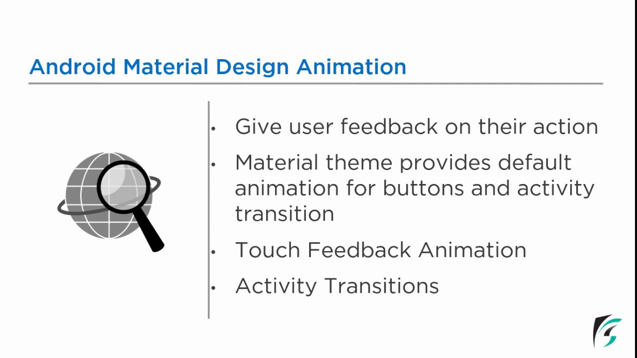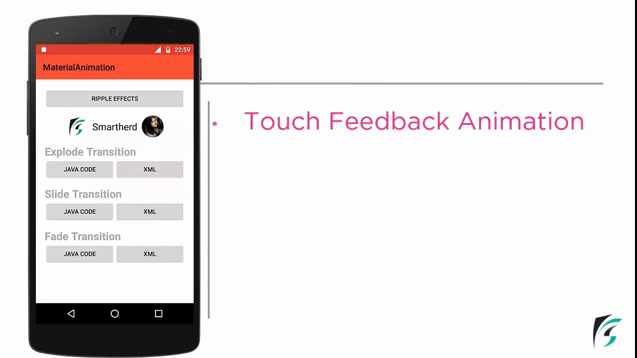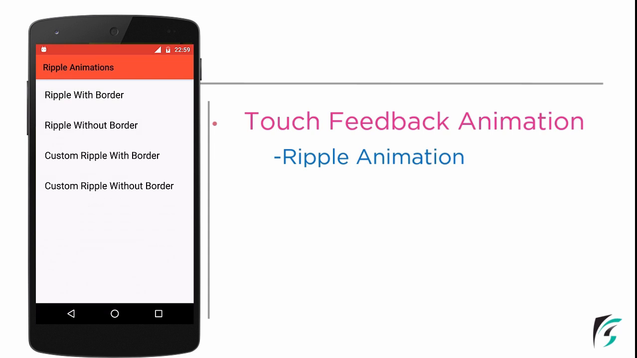Now let me give you a small overview of what topics we will be covering in this module. The first topic, as I said, will be touch feedback animation. In this topic, we will be covering the ripple animation which is provided by default in the Android Material theme. It is provided by default for the buttons, but when we need it for other elements in our application, we need to enable it explicitly.